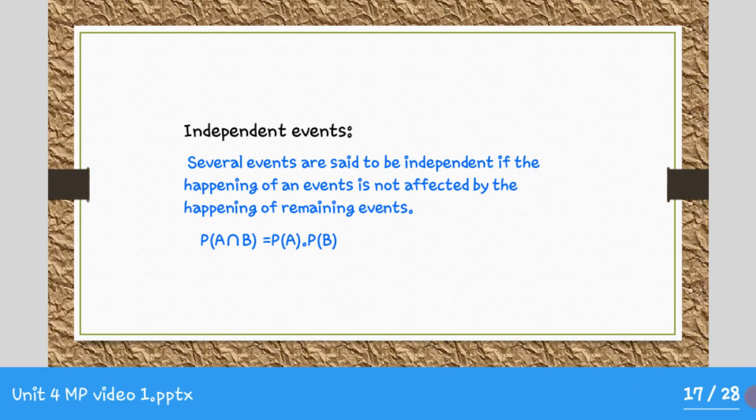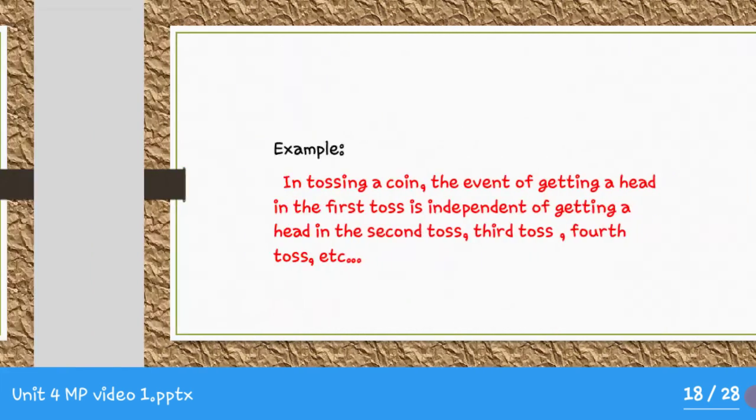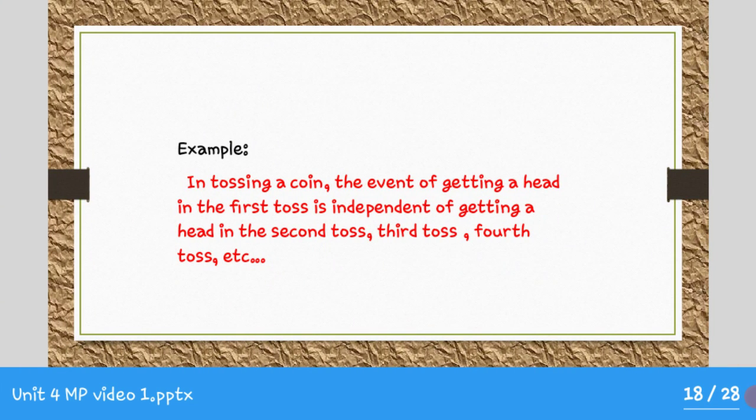Independent events. Several events are said to be independent if the happening of an event is not affected by the happening of the remaining events. In symbolic form, probability of A intersection B equals probability of A into probability of B. Example, in tossing a coin, the event of getting a head in the first toss is independent. Likewise, getting a head in the second toss, getting a head in the third toss and getting a head in the fourth toss. All are independent.